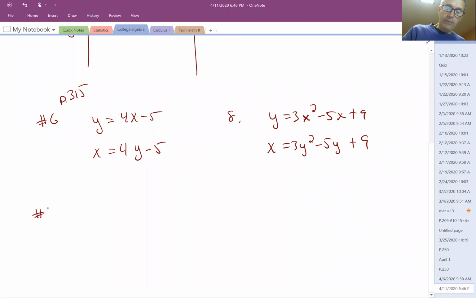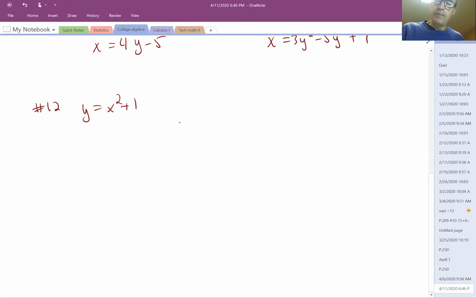Number 12. Graph the equation by substitution and plotting points. Then reflect the graph across the line y equals x to obtain the graph of its inverse. So let's do number 12. Okay, now let's graph it. If you plug in 0, you get 1.